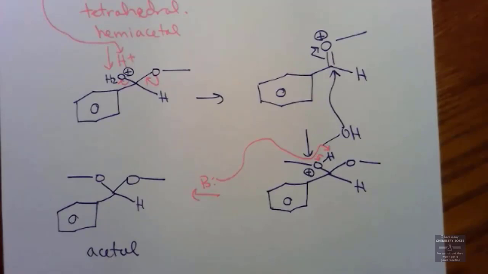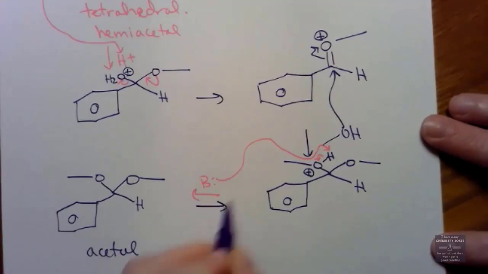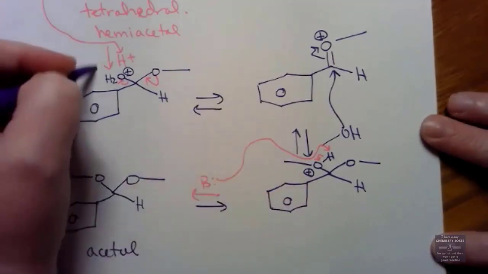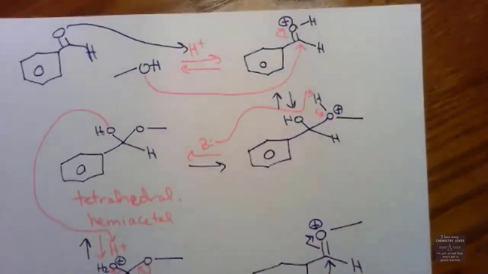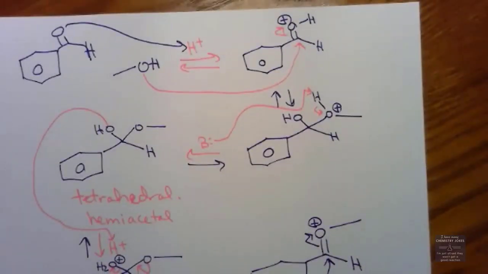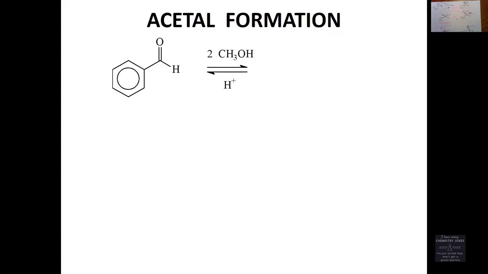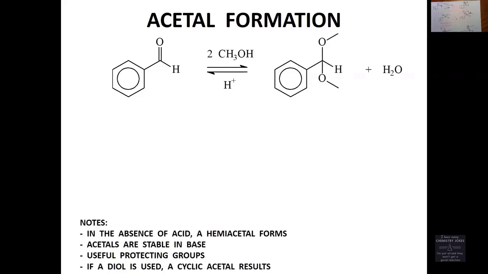Before we go back to the slides, I want to say that this is an equilibrium process. So it's a completely reversible mechanism. So all of these steps can go backwards, they can go forwards. The mechanism I drew is acetal formation. The mechanism in reverse is called hydrolysis of an acetal. You are responsible for knowing the forward and the backwards mechanism for this guy. Good luck.